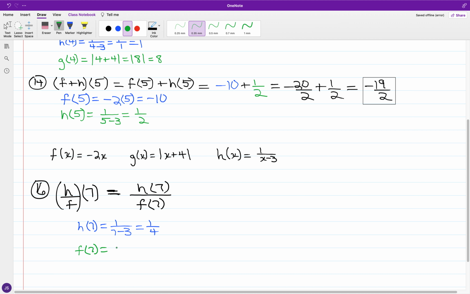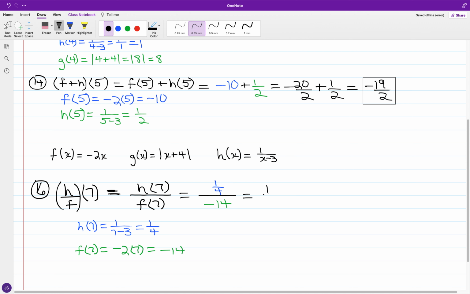And for f of 7, you have negative 2 times 7, which will be negative 14. So we have for h of 7, this is going to be 1/4, all over f of 7. F of 7 we have at negative 14. And here, you've got 1/4 divided by negative 14.